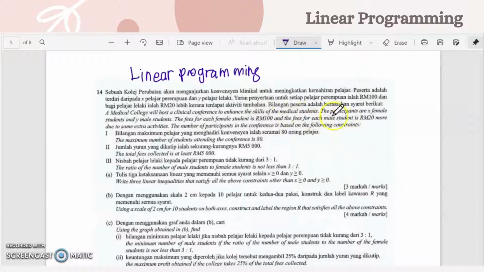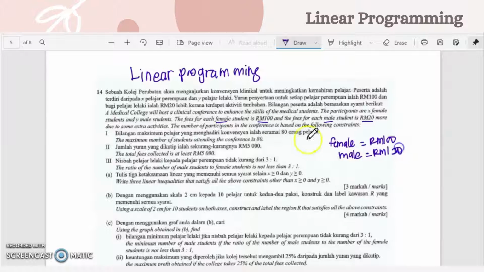The participants are X female students and Y male students. The fees for each female student is 100 ringgit and the fees for each male student is 20 ringgit more due to some extra activity. So that means for female is 100 ringgit and for male is 120 ringgit.